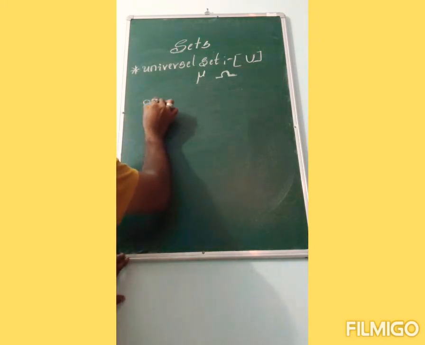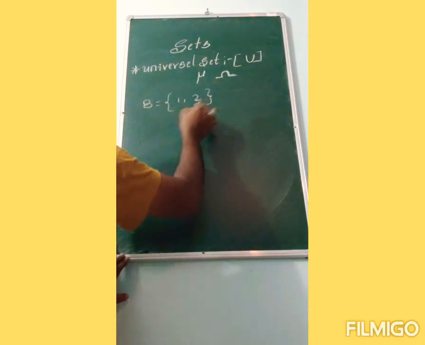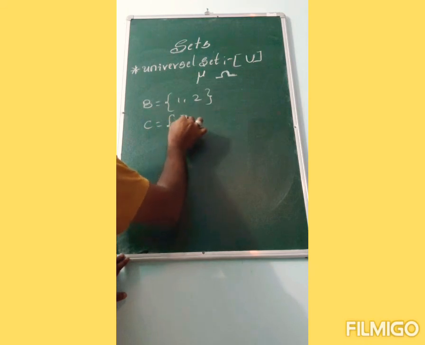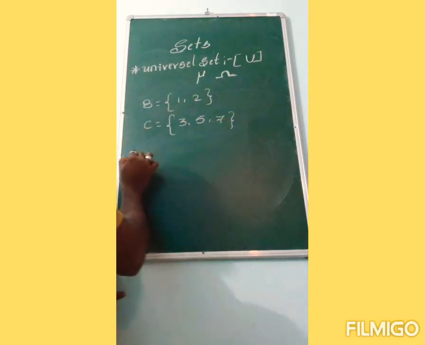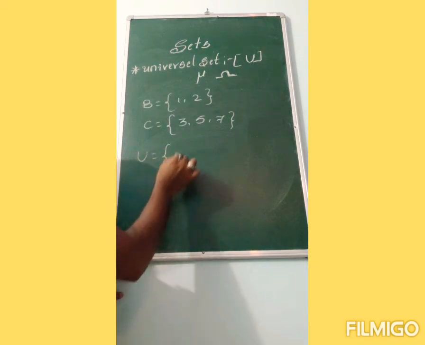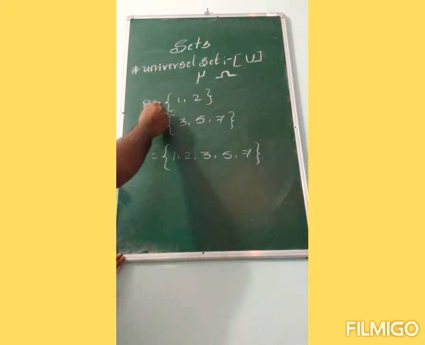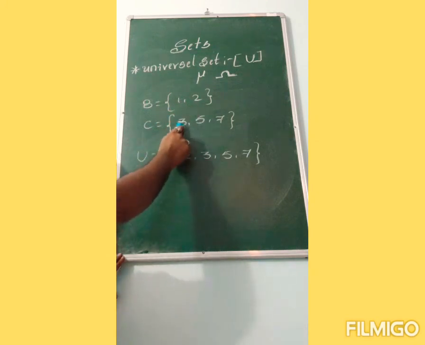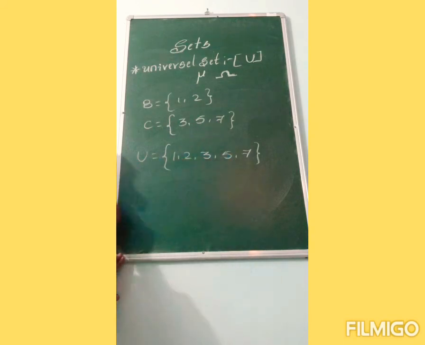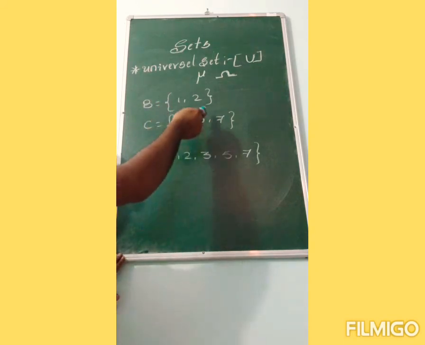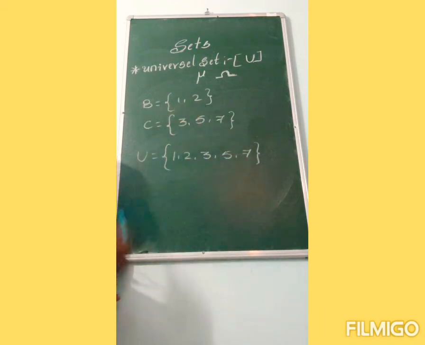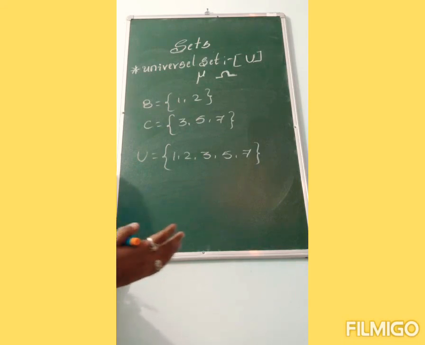For example, I am taking B as 1 2, and C as 3 5 7. Then U will be 1 2 3 5 7. It means B is a subset of U because 1 2 is here. C is a subset of U, 3 5 7 is here. These two subsets' elements together are nothing but the universal set. Universal means it's a larger set than the subsets. When you combine all the subsets, you will get the universal set.